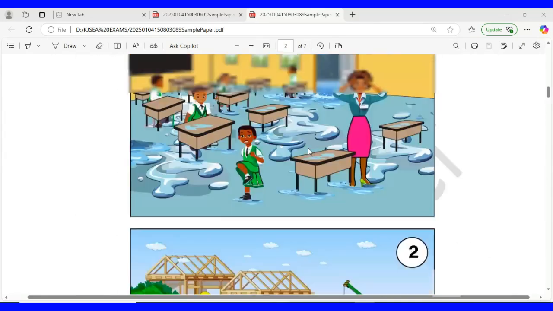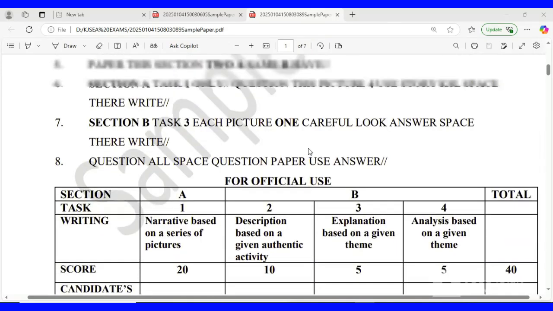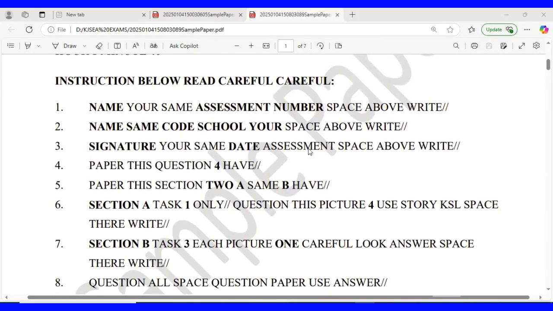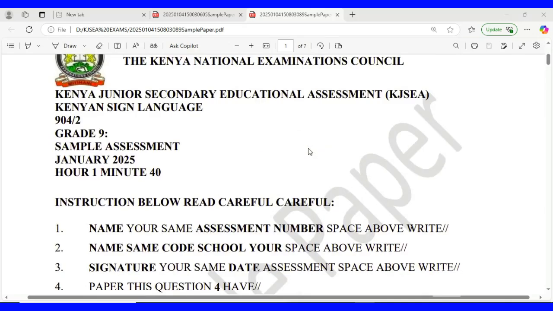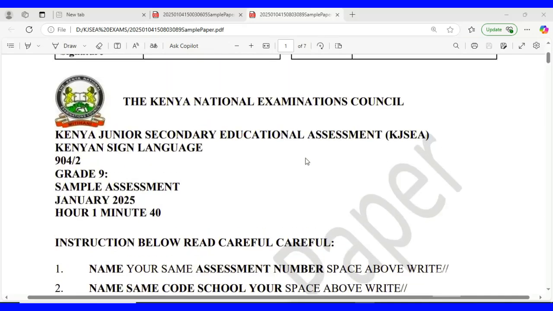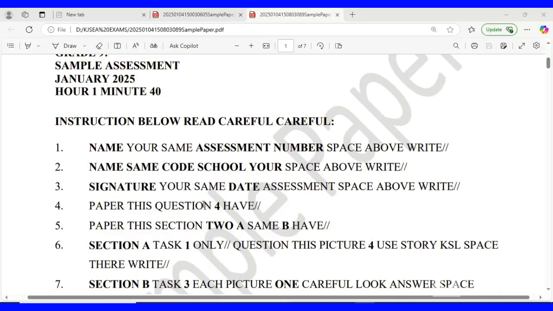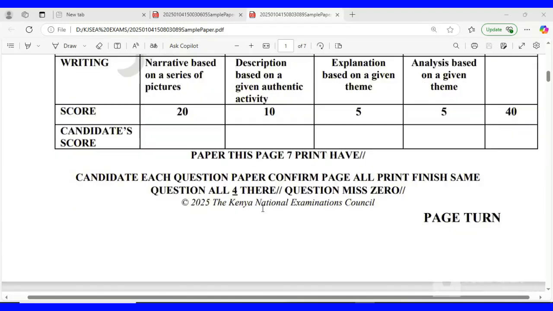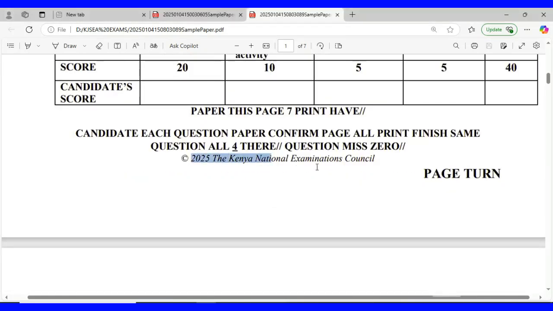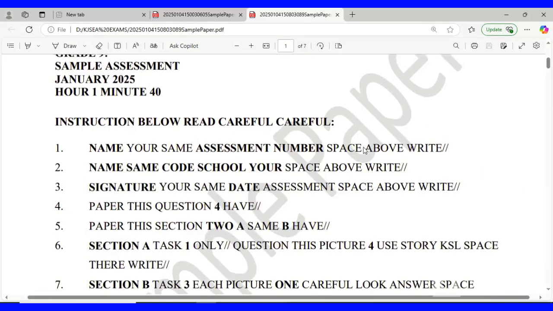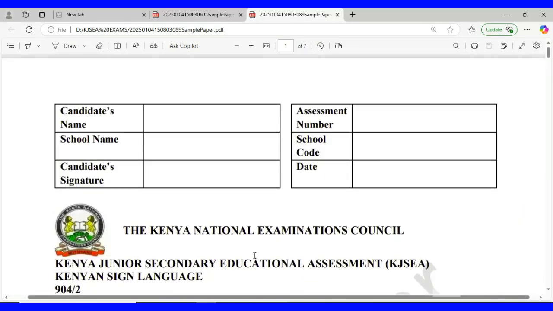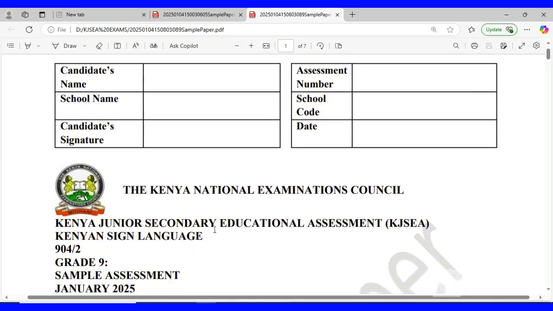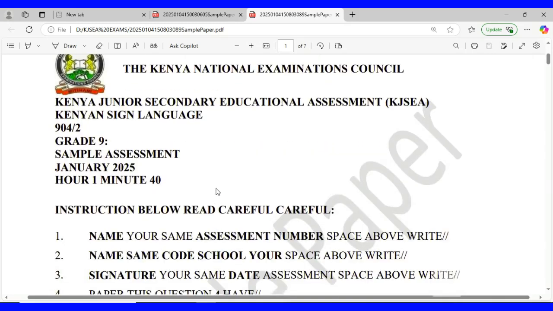So the teachers are supposed to use this sample as they assess the students in grade 9, to ensure that they adhere to the standards that have been set by the Kenya National Examination Council, so that the students can be able to answer the questions as expected. So this is Kenya Sign Language Paper 2, 40 marks.